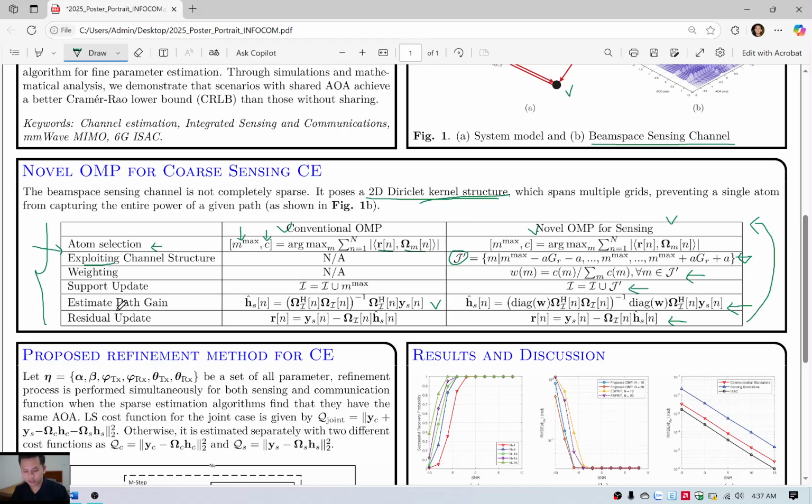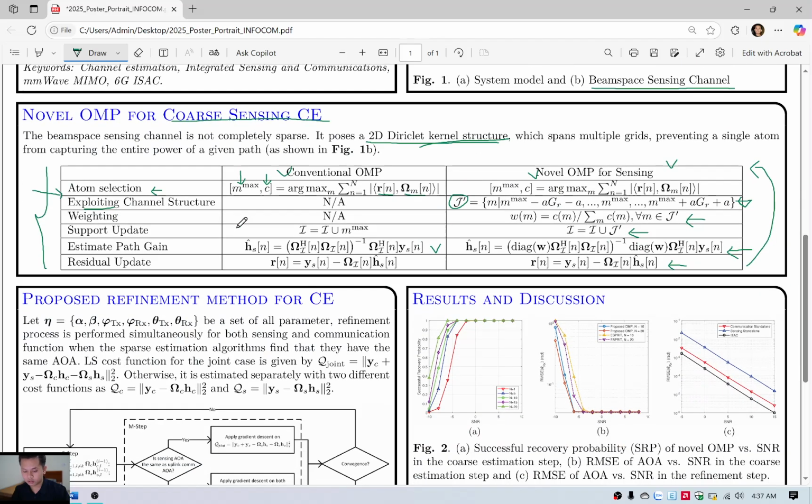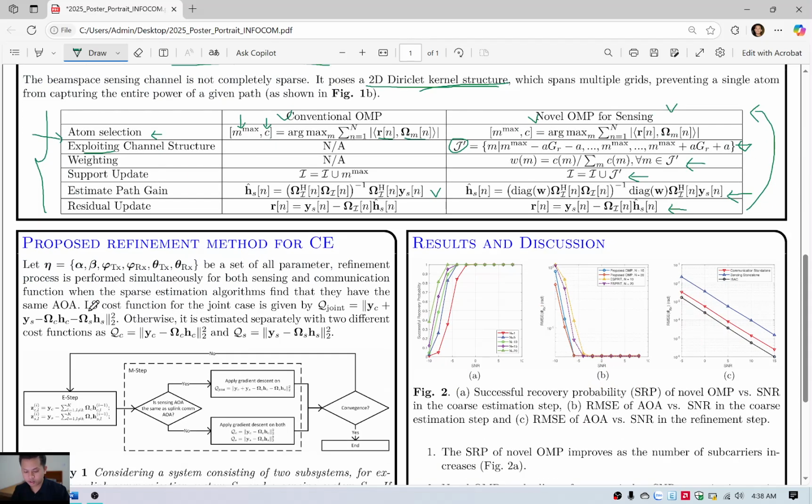After that, we refine the coarse sensing and communication parameters by introducing a refinement method. The refinement process here is performed simultaneously for both sensing and communication functions when the sparse estimation finds that they have the same AOA. The least squares cost function for the joint case here is Q joint, and otherwise it estimates separately with two different cost functions Qc and Qs.